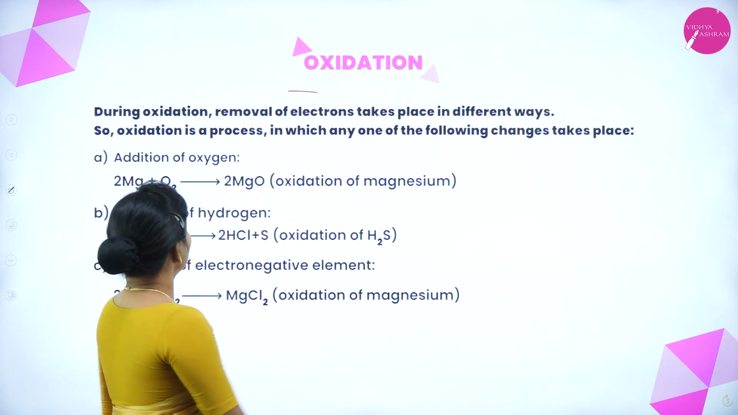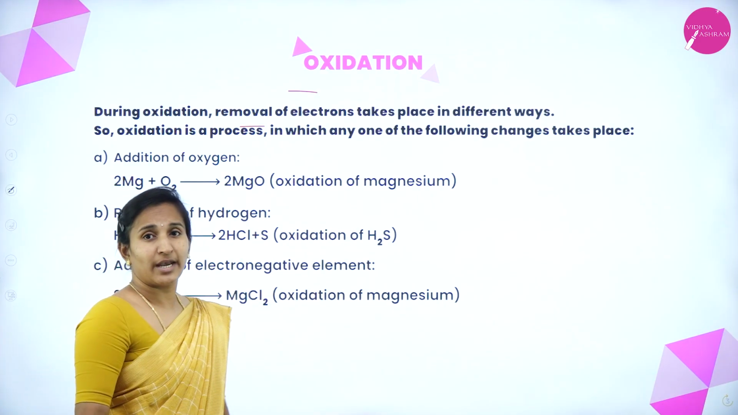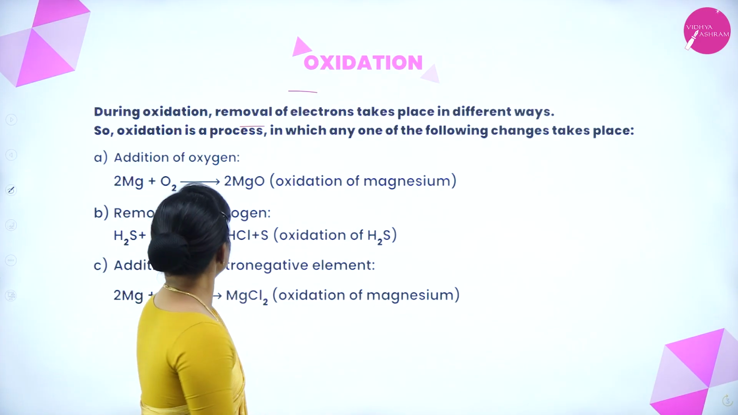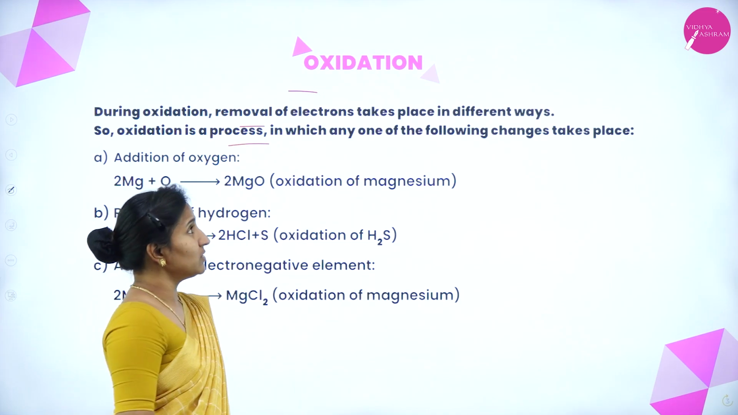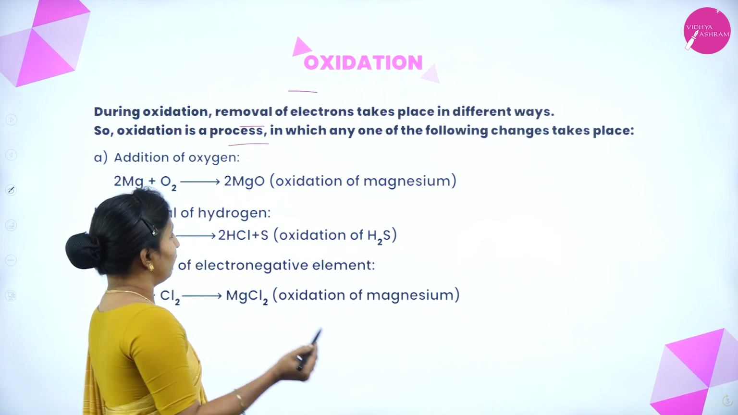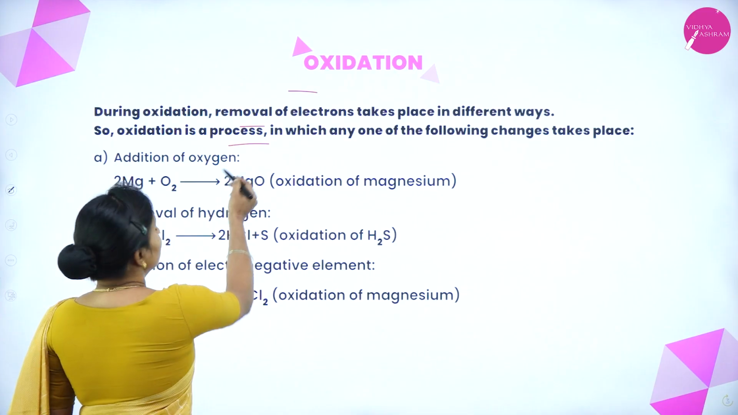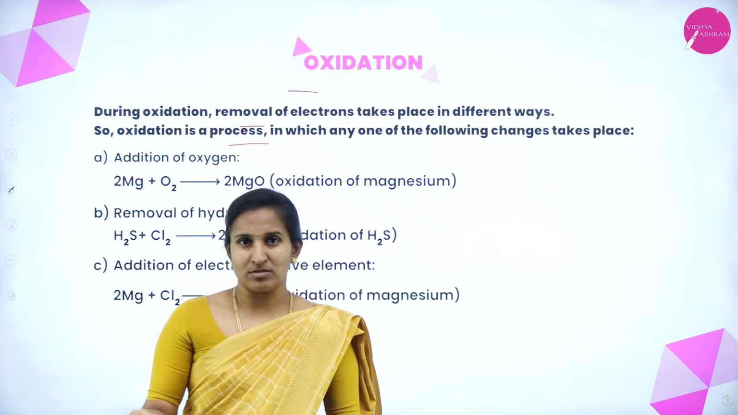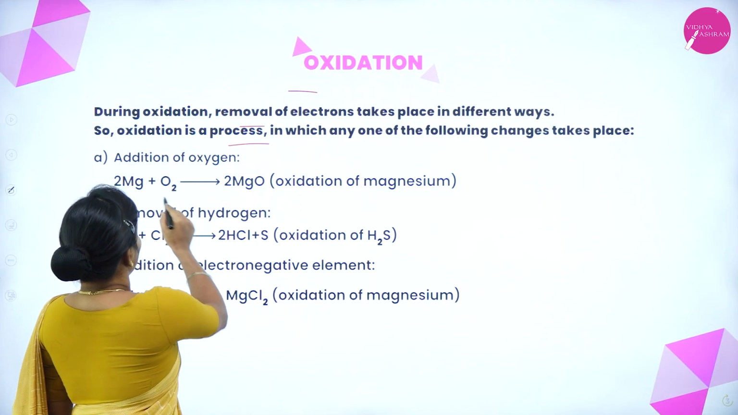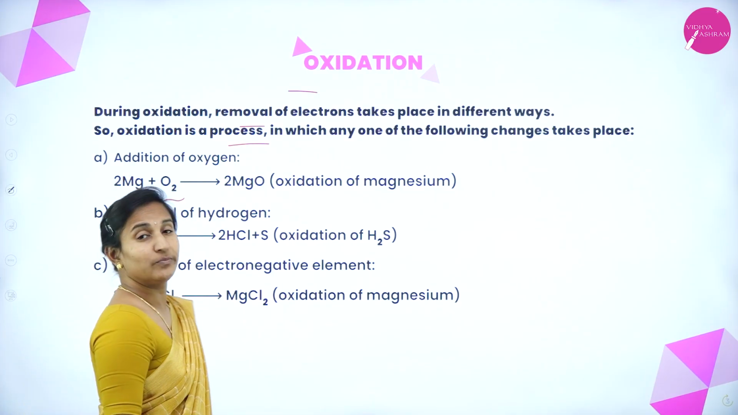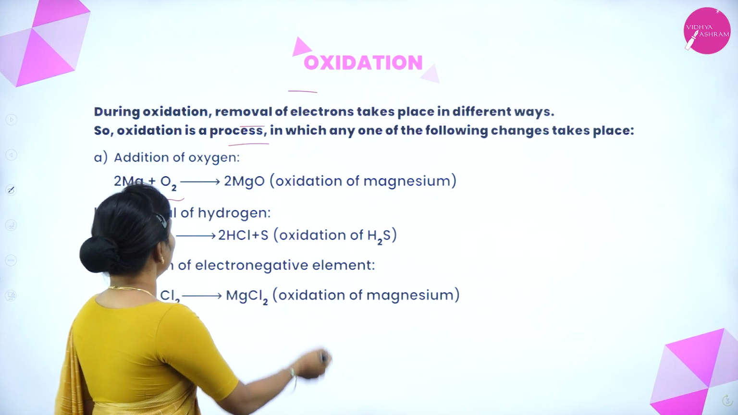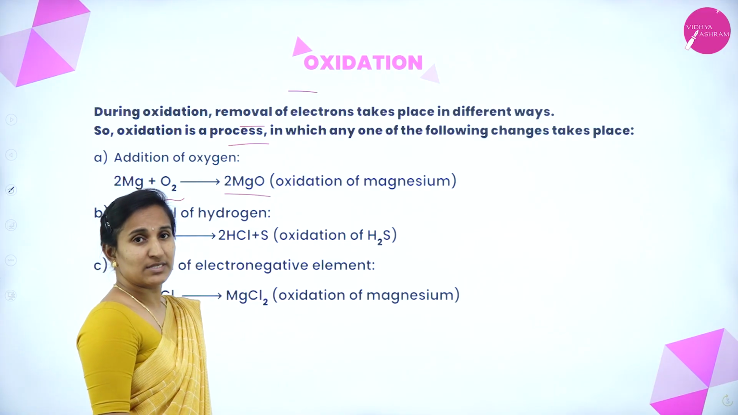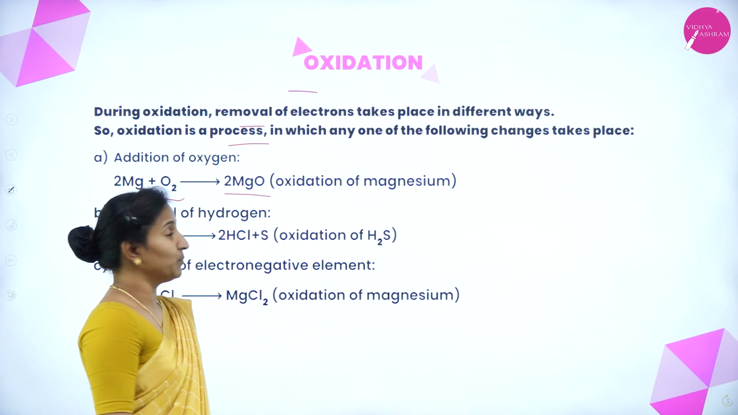Oxidation. During oxidation, removal of electrons takes place in different ways. So, oxidation is a process in which one of the following changes takes place. If the addition of oxygen takes place, it is also called oxidation. Burning of magnesium, that is Mg plus O2 gives magnesium oxide. This is the oxidation process.